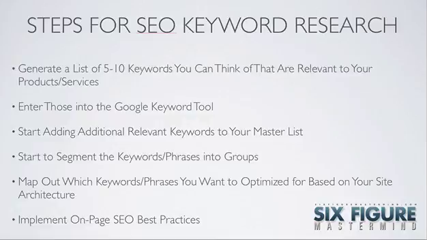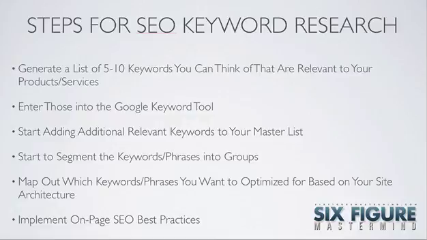So the first thing that I like to do is generate a list of 5 to 10 keywords that you think are relevant to your products and services. You want to enter those into the Google Keyword Tool, which is a free keyword tool that Google offers, and it will show you additional keyword suggestions. It'll also give you search volume and tell you how many people are searching those keywords each and every month, along with how much competition there is and some other great data.